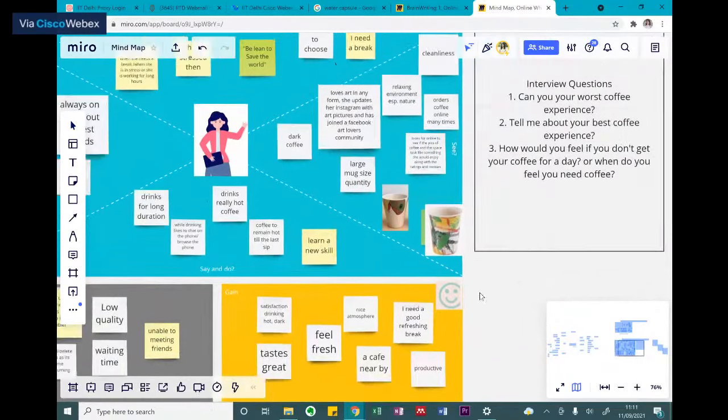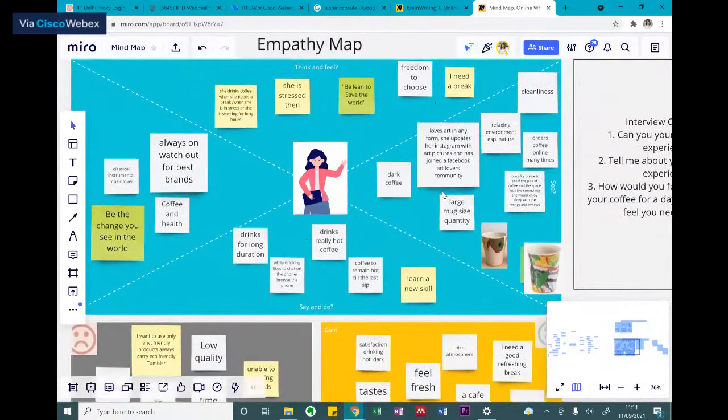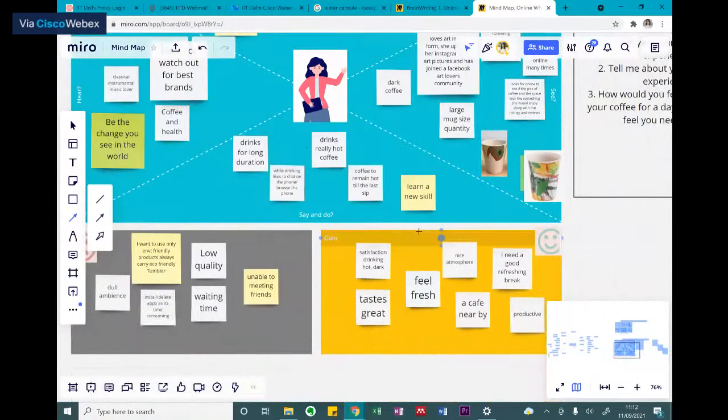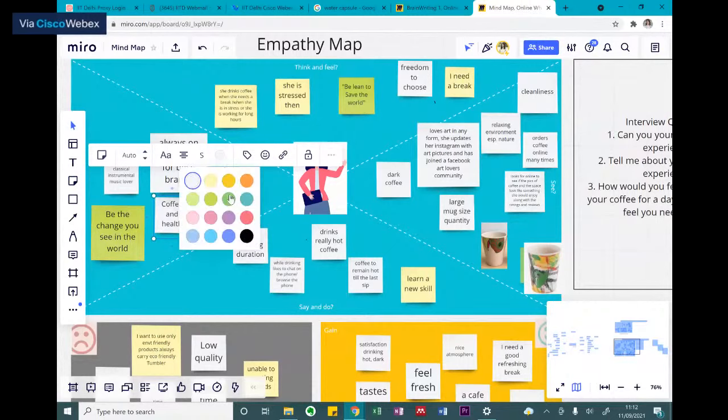After this step, what you basically have is that you start to draw certain connections. This is a whole base of data and information that you collect from that persona. But now when you have to actually move forward to refine the solutions or to understand the basic needs, you start to connect different things. For example, this is something that you think is very relevant for you. That coffee and health, for example, this you think is relevant. So you highlight it in your empathy map.